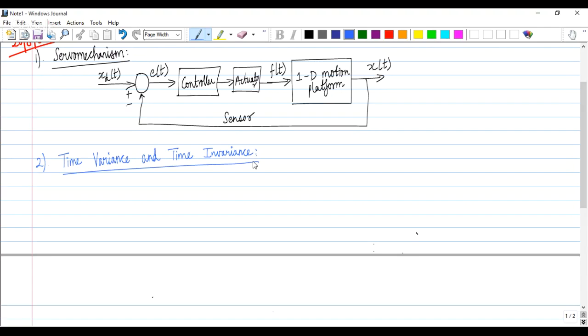Let me take an alternative example. Let us say all of us are exposed to a car. Either we drive it or we have been in a car. Let's say you are driving a car on the same road at the same speed, straight ahead, right? Now let's say you press the brake pedal by, let's say, a few mm. You expect the car to stop within a certain distance.